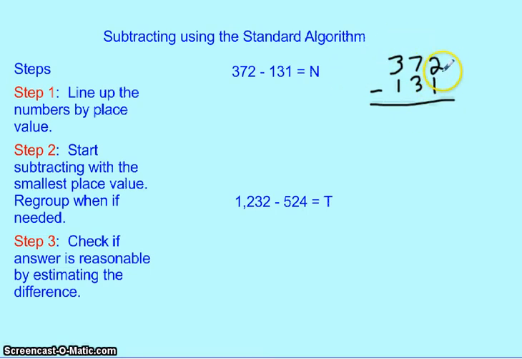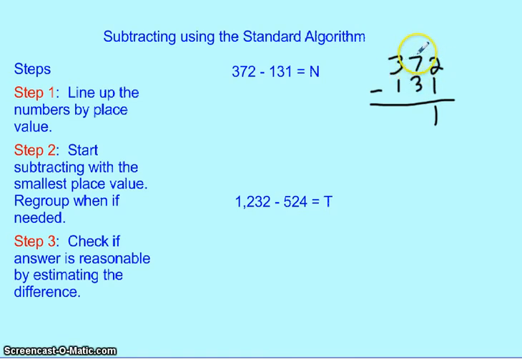If I have 2 and I subtract 1, can I do that? I sure can, because I have enough. I have 2 and I'm only taking 1 off. So what is 2 take off 1? That is 1. So I didn't need to regroup because I had enough. Let's go to the next one.